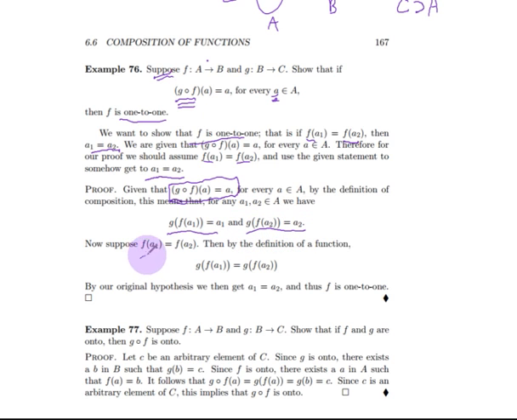Now, suppose f of a1 is equal to f of a2. And by definition of a function, g of f of a1 equals g of f of a2. But g of f of a1 is a1, g of f of a2 is equal to a2, and we have the proof.